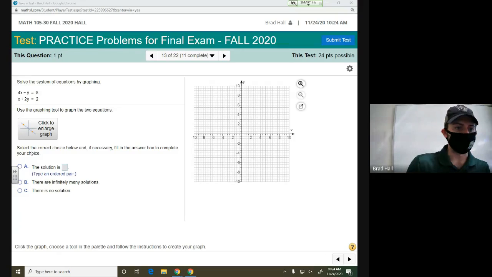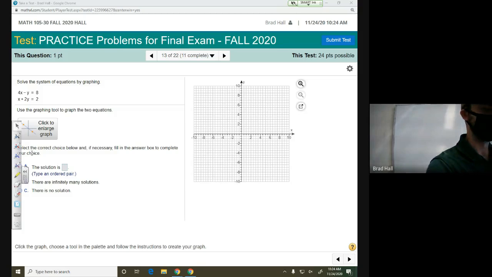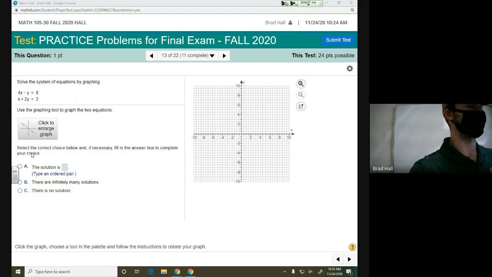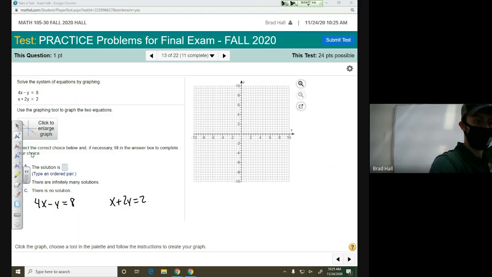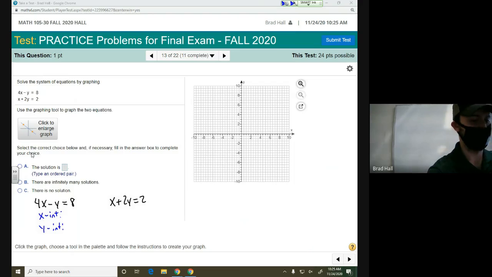For here, we're going to solve the system of equations. So it's not a system of inequalities. It's a system of equations. We're going to solve this, and they tell us to do it by graphing. 4x minus y is equal to 8, and x plus 2y is equal to 2. Why this is convenient is because we still treat it as if it were a problem before. We still find the x and the y-intercept.